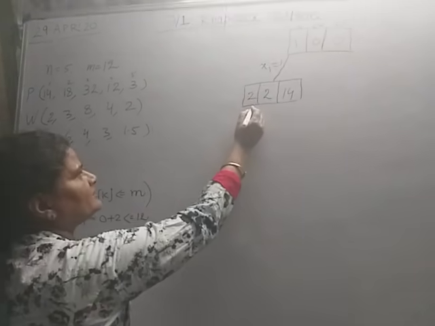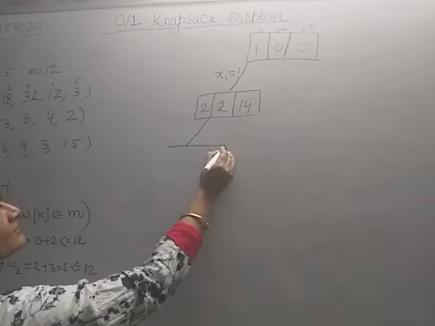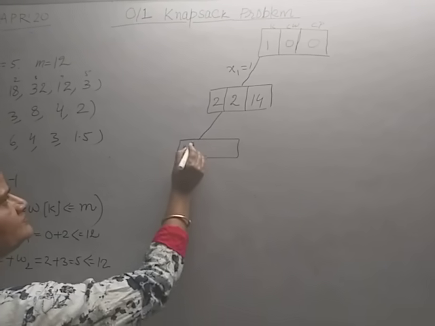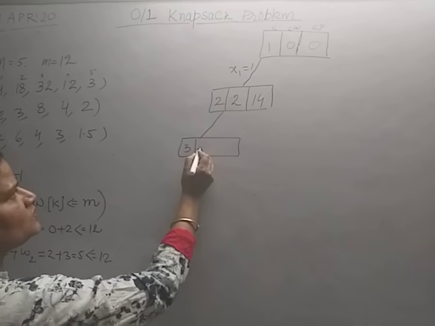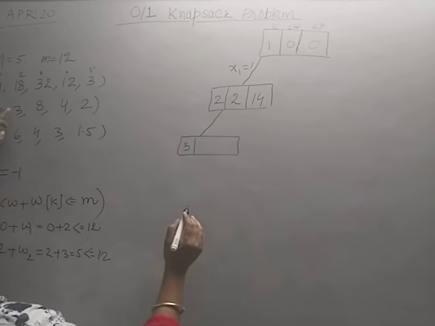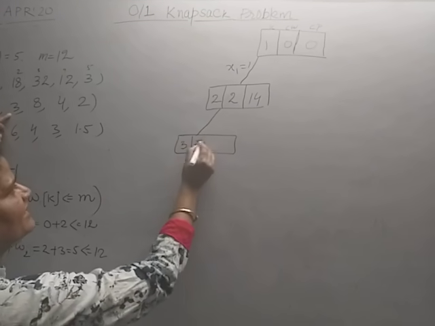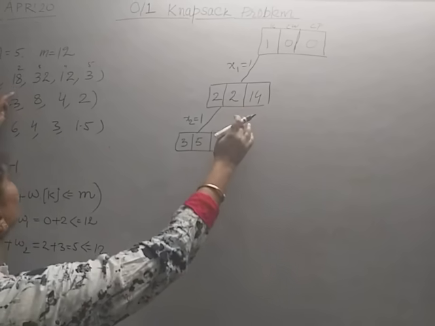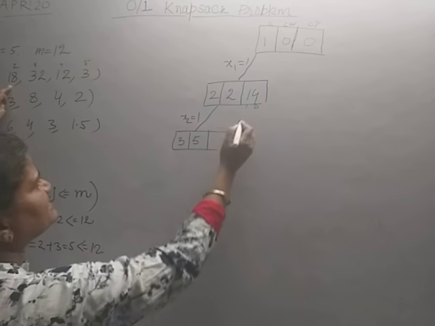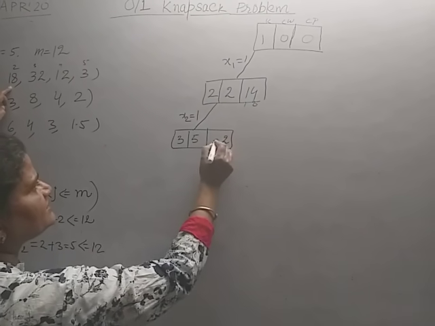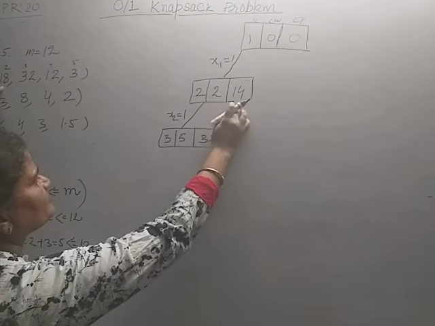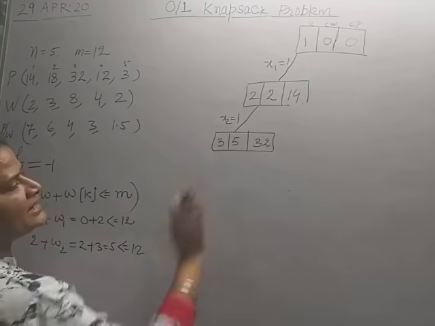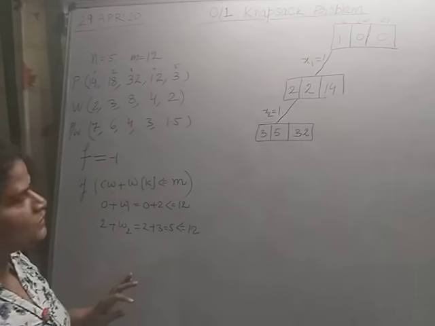So here again, 3, and 2 plus 3 is 5. x2 equal to 1, and 14 plus 18 is 32. So now the current weight is 5 and the current profit is 32.